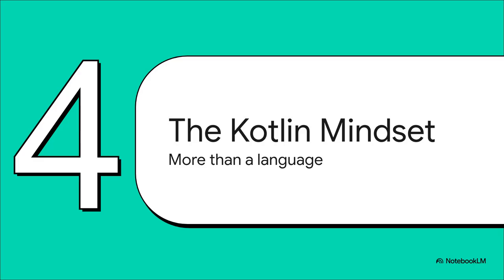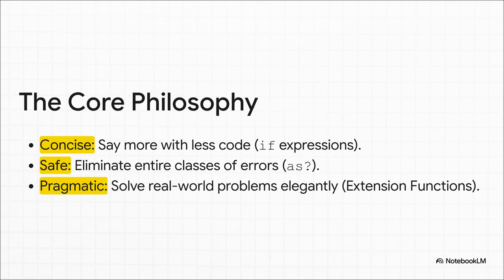So when you put all this stuff together, the smart expressions, the safety features, these add-on skills, what does it all tell you about the Kotlin way of thinking? Well, it's not just a random collection of cool features. It's really a whole mindset. It really boils down to a philosophy built on three main pillars. First, being concise, saying more with less code. Second, being safe, wiping out whole categories of errors before they can happen. And third, being pragmatic, giving you elegant, practical tools to solve actual, real-world problems.